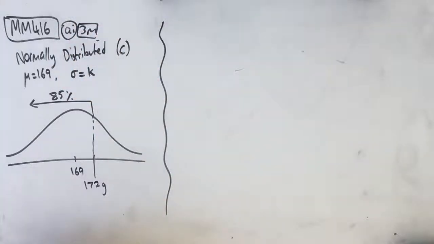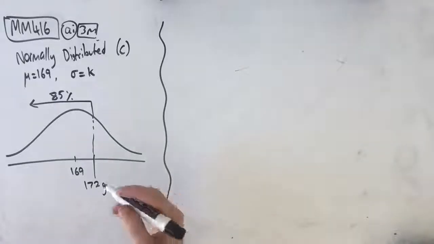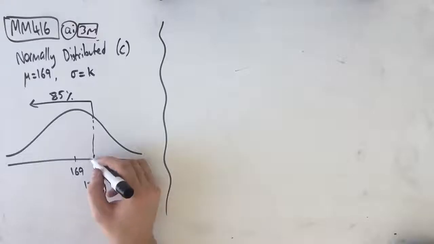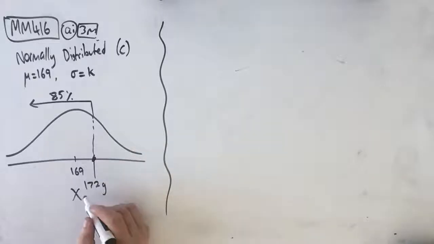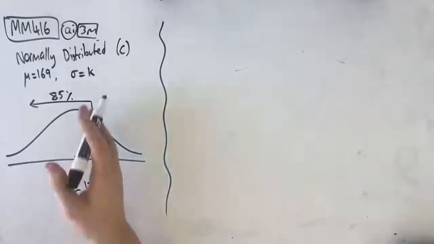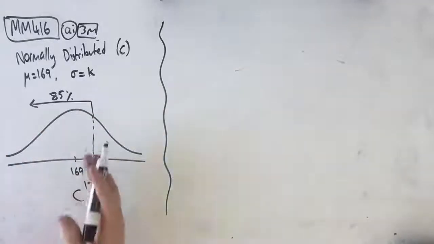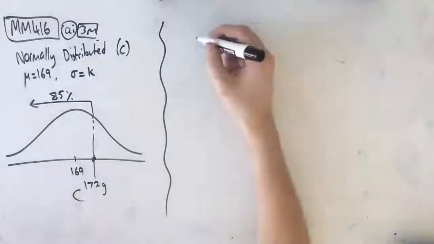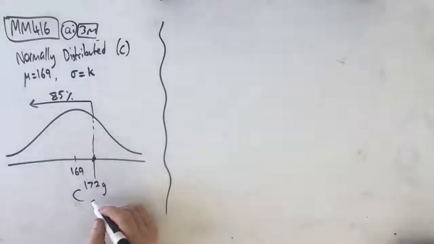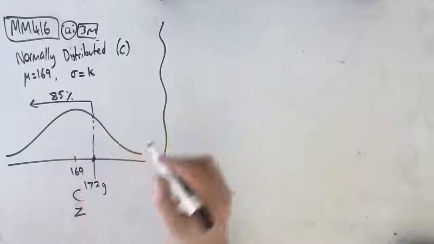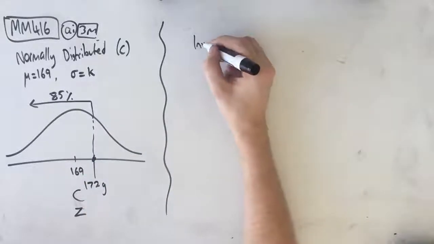Cool. And what we need to do is figure out the corresponding Z score for this X value. Okay, so this is our X value, or actually I should say C value. So our C value at this point is 172. And we know that 85% of the data lies below that point, right? So in order to find the Z value at this point, because we want to find how many standard deviations away from the mean this is, we need to use our inverse normal, okay?